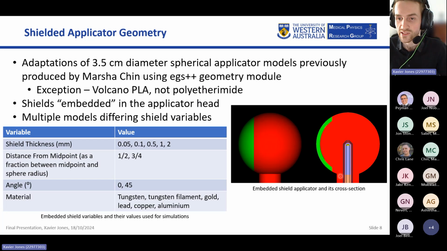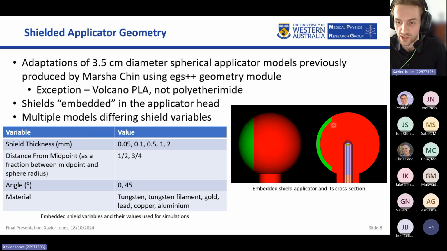The applicator models produced in this study are adaptations of the 3.5 centimeter diameter spherical applicator models previously produced by Marsha Chin using the EGS++ geometry module. This size applicator is used in this work as it's the smallest applicator without a layer of aluminium present, which therefore makes it the easiest to 3D print later. An exception is that whilst Marsha's models use polyethylamide as their media, Verbatim PLA is used in this case. Shown here is one applicator design consisting of shields embedded in the applicator head.